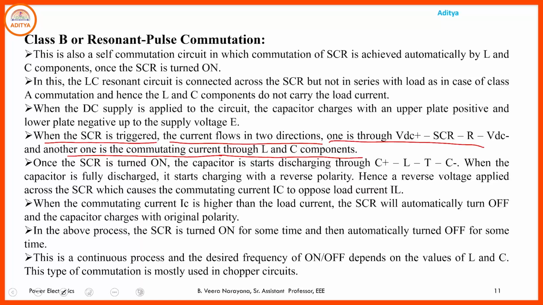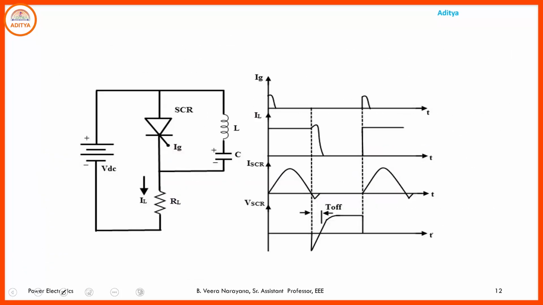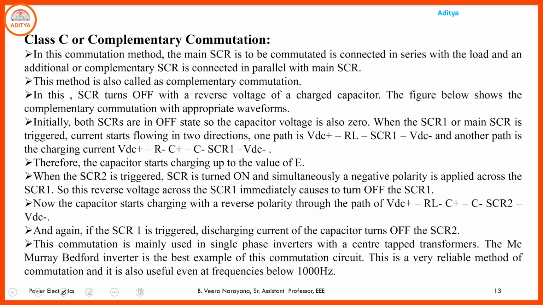Once the SCR is turned on, the capacitor starts discharging through the capacitor, thyristor, inductor and the capacitor. This is the capacitor's discharging path. Here the capacitor starts charging up to the value E.